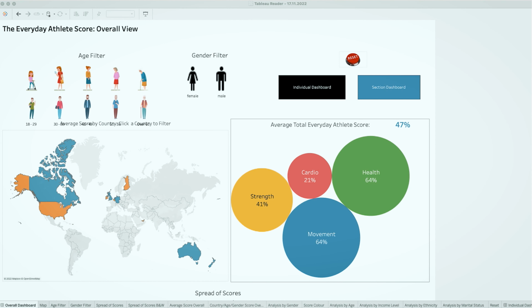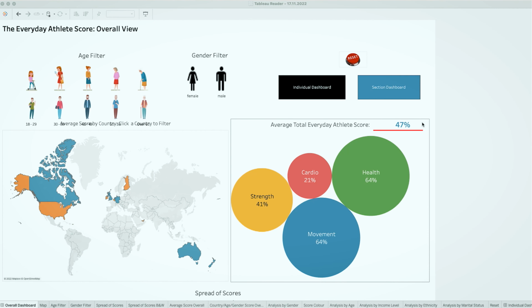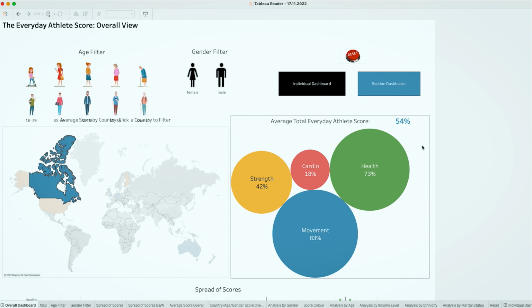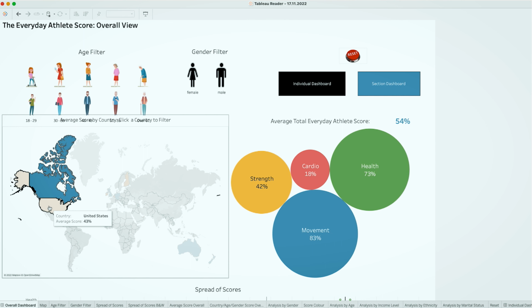So dive on in here. What we have here is our overall scoring system, and it is the combination of both male and female and all ages. So the current average total score is 47% around the world. Health being 64, cardio 21, strength 41, movement 64. Now, if we look at the global scores per country, we look at Canada first in North America. The average score is 54%. Broken down here is 73, 83, 18 and 42.